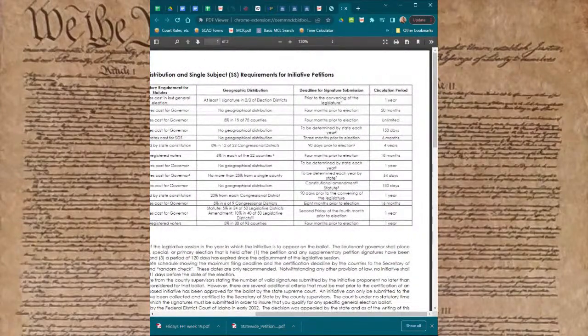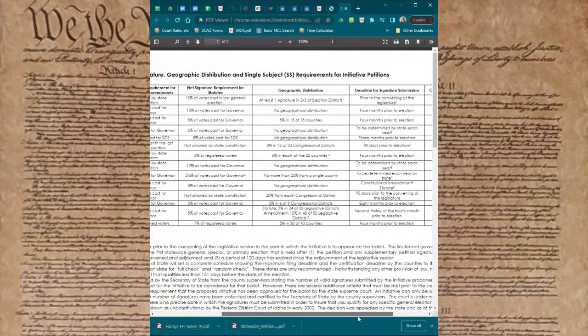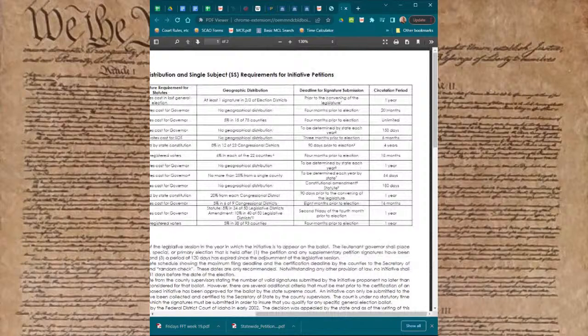And then the deadline for signature submission is written out there. And then the circulation period, how long can you circulate petitions and have the signatures be valid? So it looks like the shortest on here might be, if I'm reading this right, 64 days. And I believe that's for Massachusetts. And then you have, actually, unlimited. What state is that? Arkansas. You can have an unlimited amount of time to circulate a petition to put a new statute on the ballot or a constitutional amendment. I find that very interesting because you could work at it for 10 years and finally get your signatures.